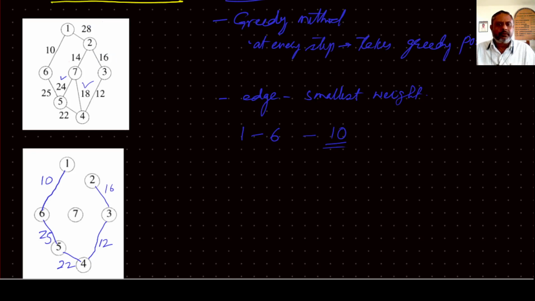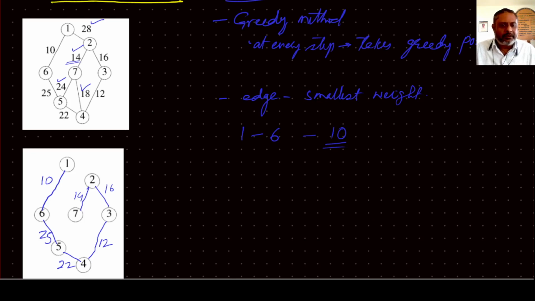Now 1, 6, 5, 4, 3, 2 are there. From 1, 28 is still contesting. From 5, 24 is still contesting. From 4, 18 is still contesting. And from 2, 28 as well as 14 are contesting. If you look at 28, 14, 24, 18, then 14 wins the race. So we get 14 here.